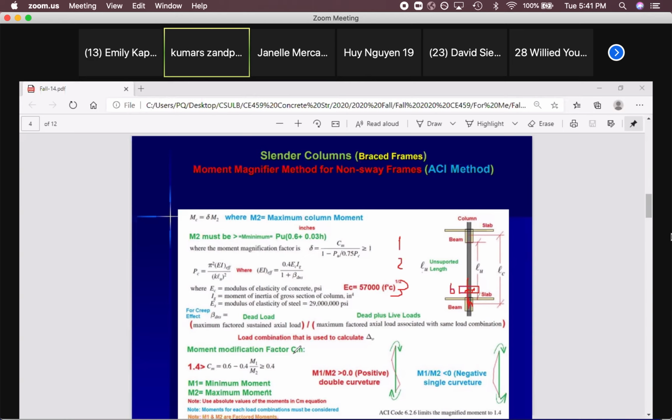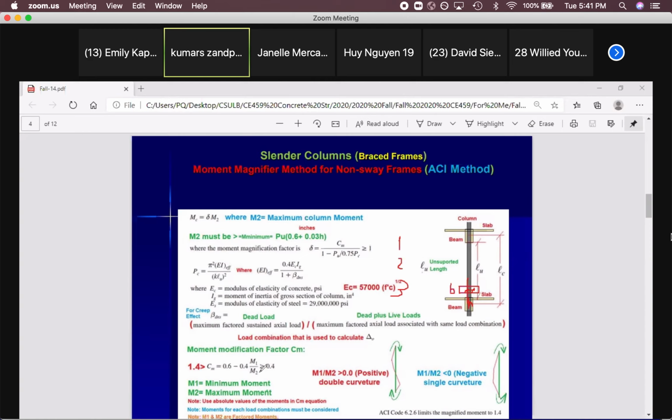Okay, what's that Cm? Cm is the moment modification factor, and that's the equation for this. Look at this. Cm is 0.6 minus 0.4 M1 over M2, and it must be greater than or equal to 0.4 and less than 1.4. So if you calculate Cm and it was actually 0.38, it's not acceptable, it must be at least 0.4. If you calculate this and you got 1.42, it's not acceptable. It shouldn't be more than 1.4, so consider that 1.4.